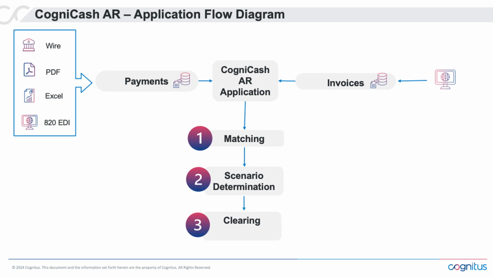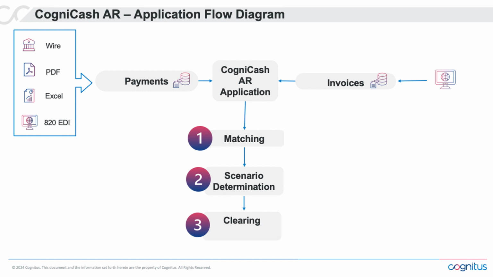Once these two tables are populated, the Cash App is able to find matches between the payment and invoices. Based on these matches, we determine what kind of match scenario we are dealing with, whether it's an overpayment, underpayment, or exact match. Based on this, we are able to clear and generate any residual debits and credits if there are discrepancies.